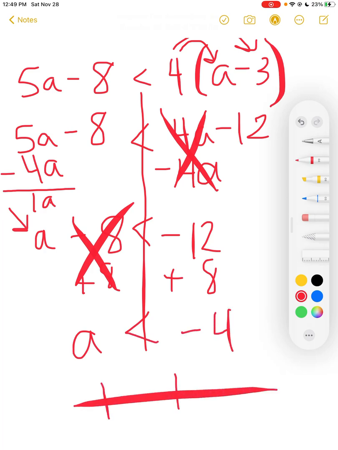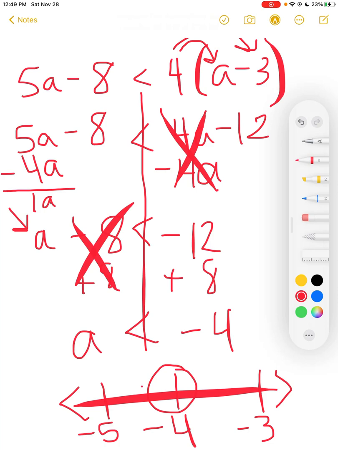To graph that, we should have negative 4 in the center, negative 5, and negative 3. Remember to pay close attention to your negative number line. Open or closed circle? Open. a is less than negative 4, so you're going to shade down towards values that are less than negative 4.